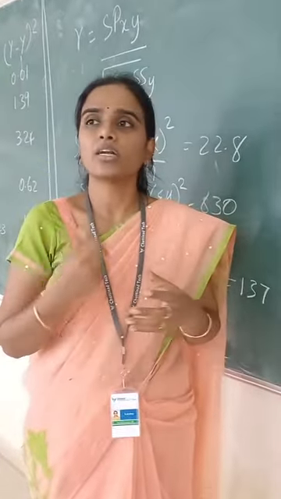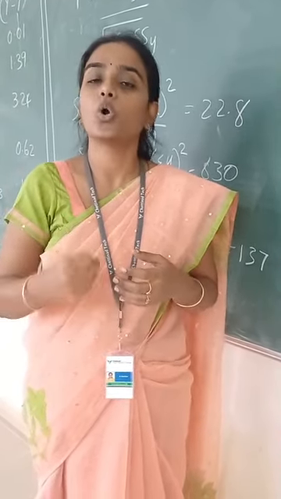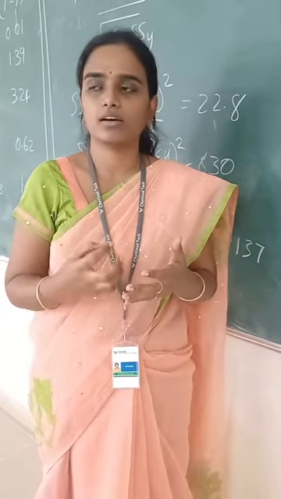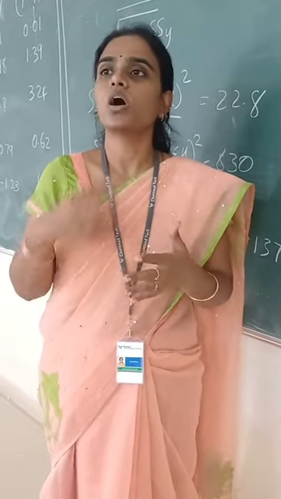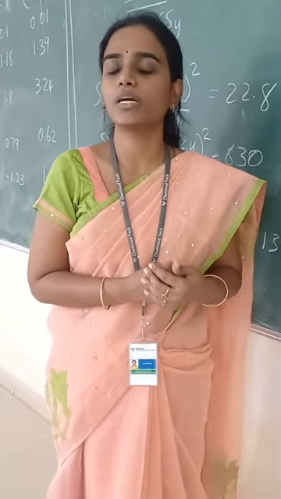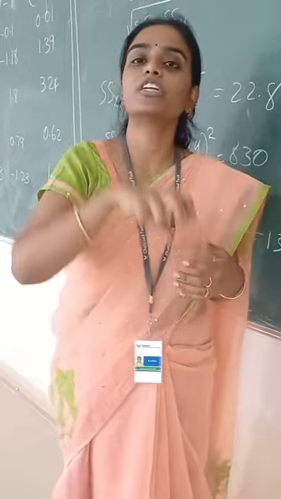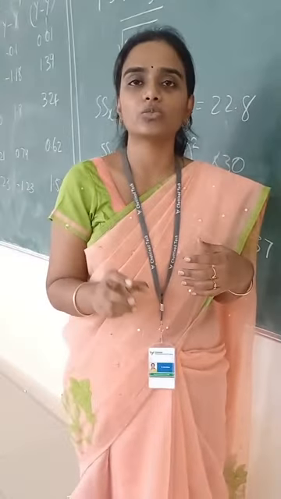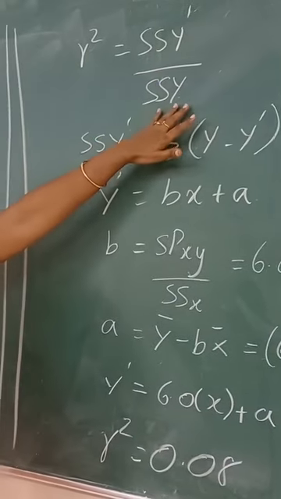First we will see the interpretation of R square. Regression is nothing but predicting values from already existing values. The interpretation of R square is to find out how much the predicted value fits into that data. So R square is equal to SS y' divided by SS of y.